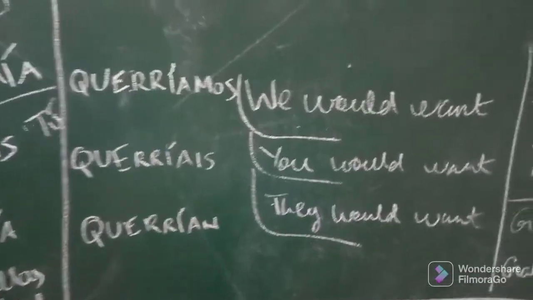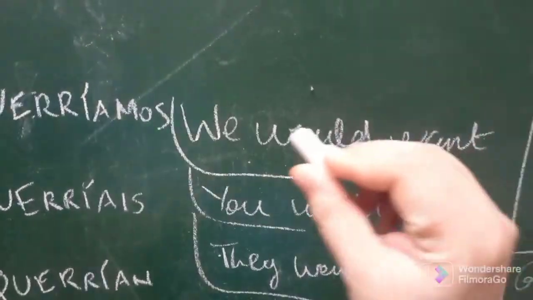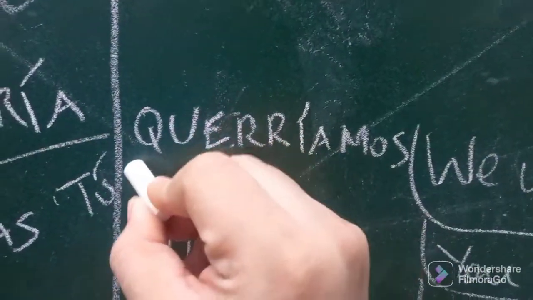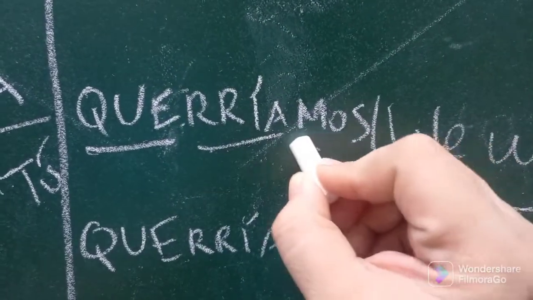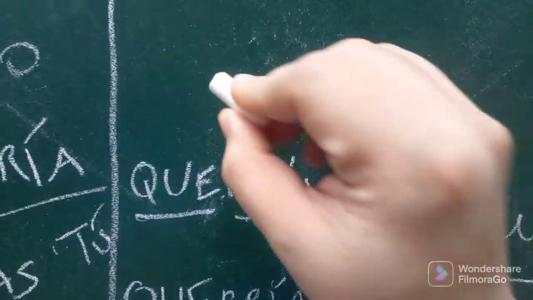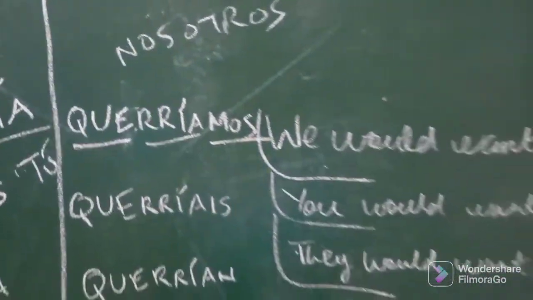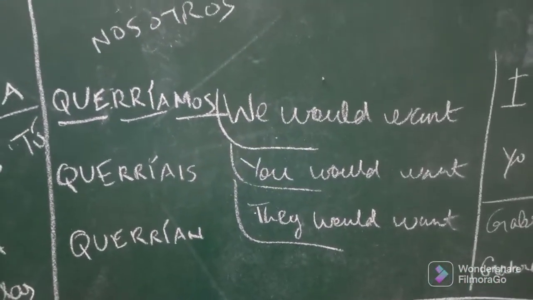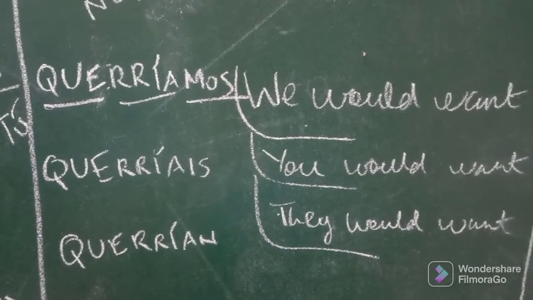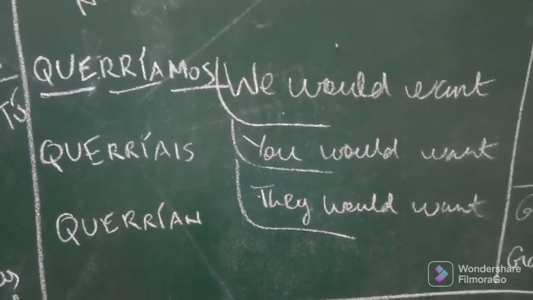So now let's go to we would want. We would want is queríamos. Divide this into three parts and then you will be able to pronounce it nicely. Queríamos, and here it is nosotros. Nosotros queríamos, we would want. The next is querríais. Querríais is you would want, and querían is they would want.